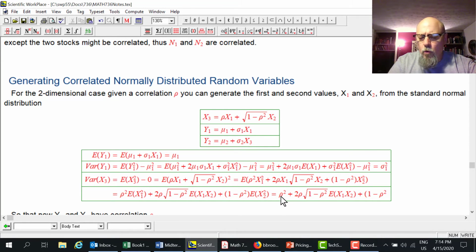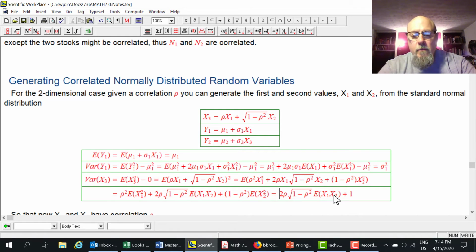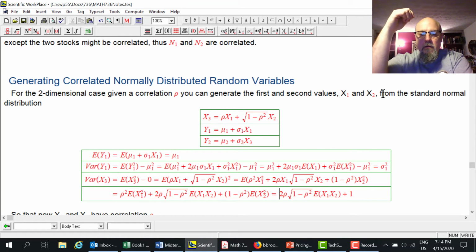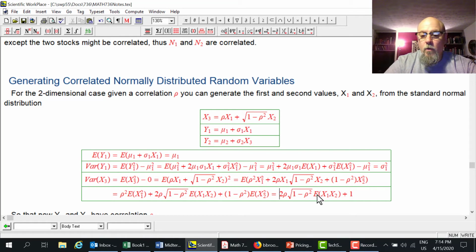Now I have rho squared and minus rho squared. They cancel. Now what's the expected value of x1 and x2? Well, that's the covariance of x1 and x2. These x1 and x2, they're not correlated at all. The covariance is 0. They're just independently distributed. So this piece is equal to 0. So the whole deal equals 1.